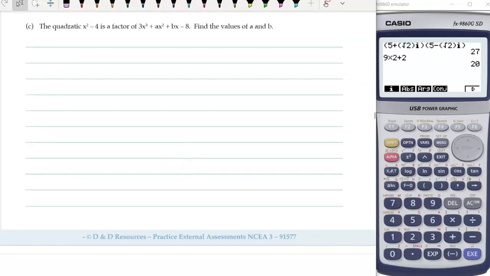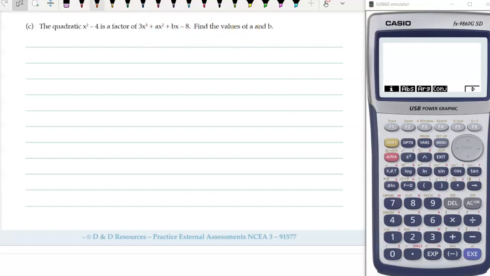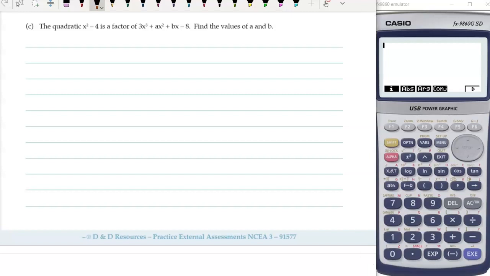Okay, for part C, we're looking at this quadratic of x squared minus 4, and it's a factor of this cubic, and if that's true, we need to find the values of a and b. Now, there's a couple of different ways we can approach this question. I'm going to think about it as being x squared minus 4 gets multiplied by another factor, cx plus d. I won't call them a and b because we've already got those in the question.